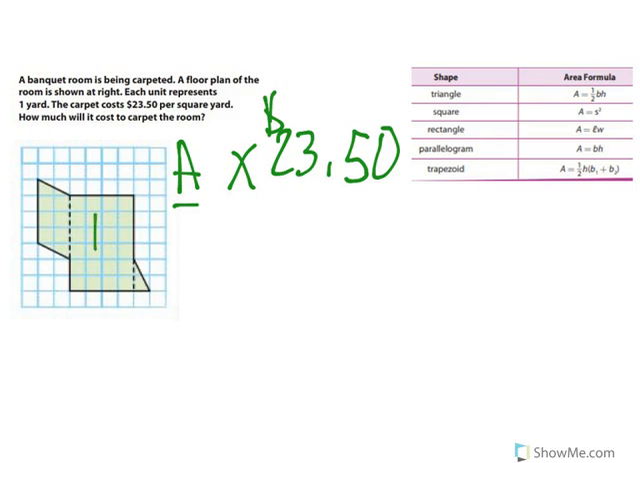So once again, we have 1, 2, 3 shapes. And so what do we have? We have a rectangle, we have a triangle, and now take a look over here. We have a parallelogram. So you can use that formula there.